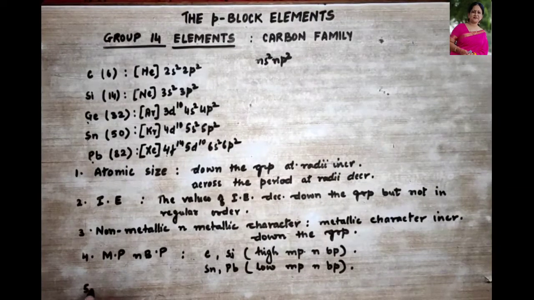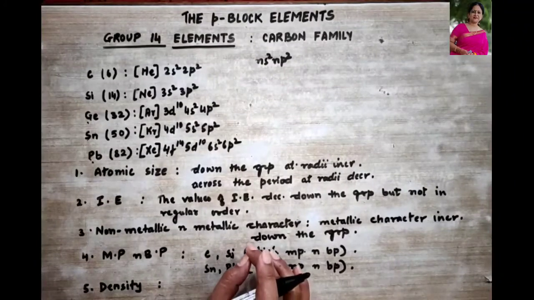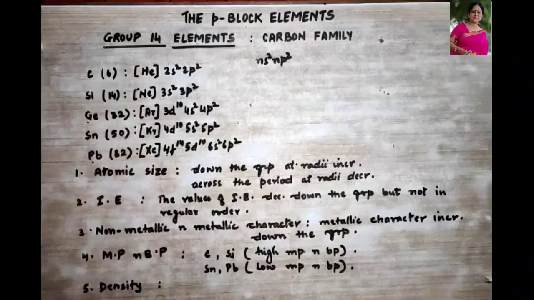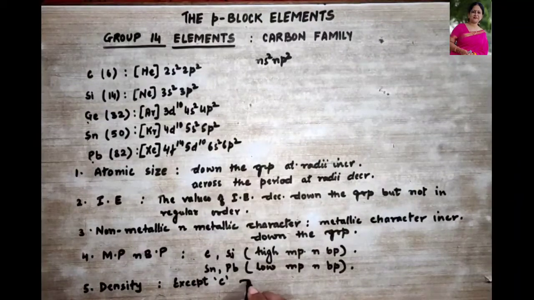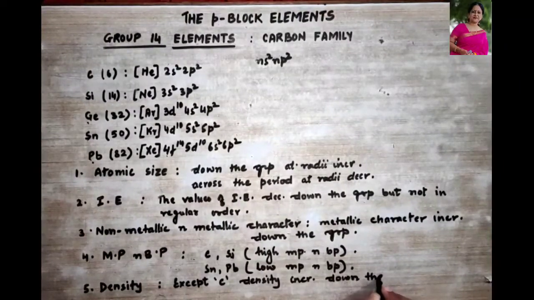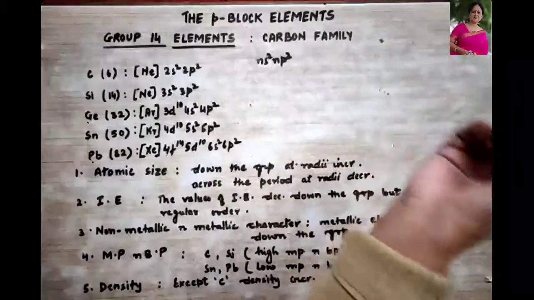Now the fifth point, density. Density, except carbon, the density increases down the group. Okay. So except carbon, density increases down the group. Point clear? Now I'm coming over here, right?